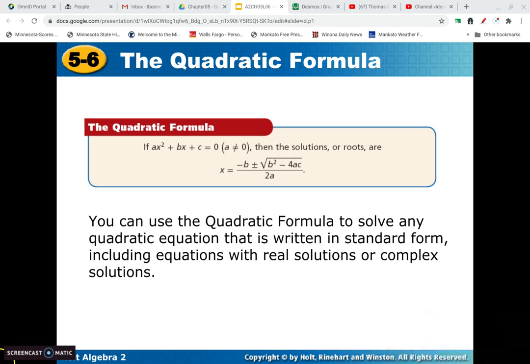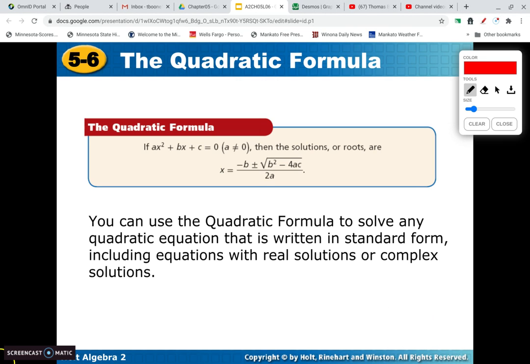Alright, guys, so we come back to 5-6, finding another way of finding the roots and zeros. Now we've done it with graphing. We have also done it with factoring. We just learned completing the square, which is probably the least of the ones I'd use. The quadratic formula is a good rule to use.